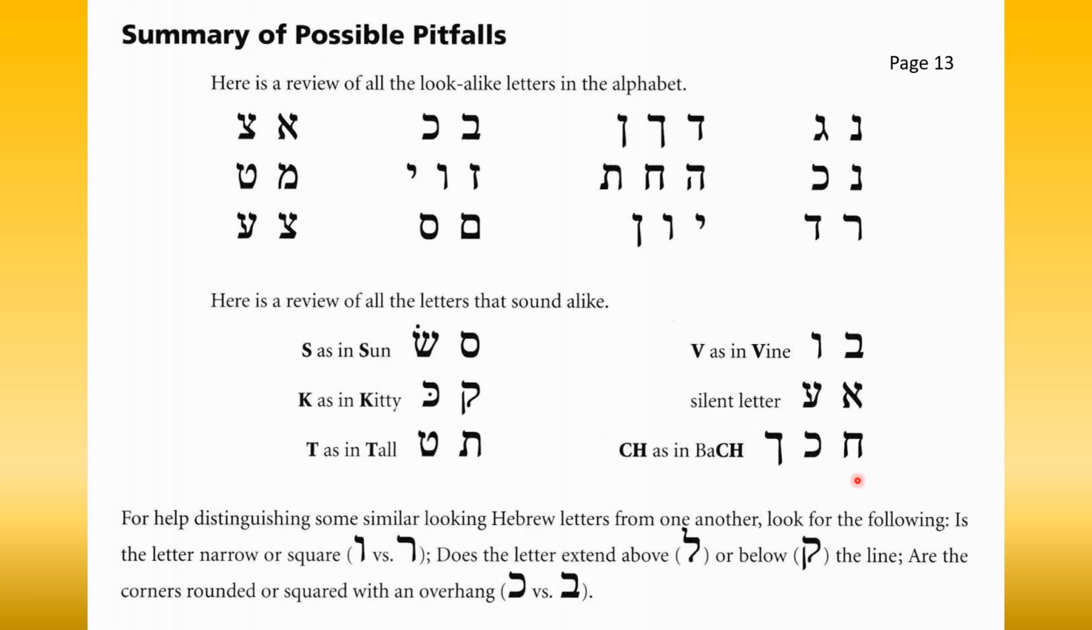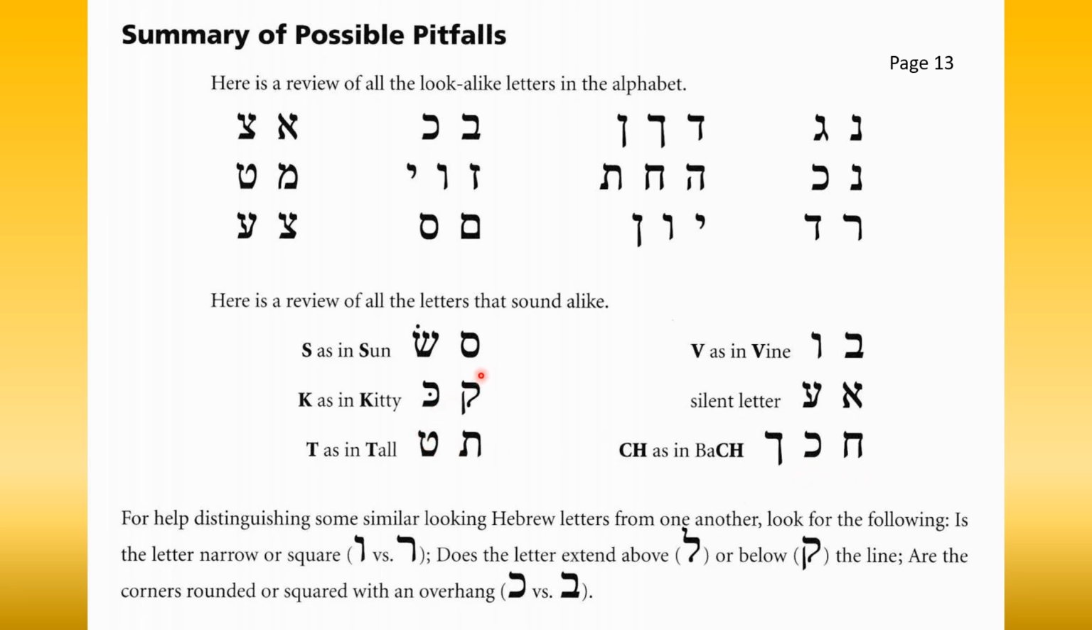We have the chet, the chaf, and the chaf sofit. And of course, it would have to be the CH sound that you have three different ways to show it, which is a very difficult sound for Westerners also to do. But chet, chaf, and chaf sofit. If you're transliterating it, generally speaking, the chet is written CH, whereas the chaf is written KH, but it's the same sound in modern Hebrew.